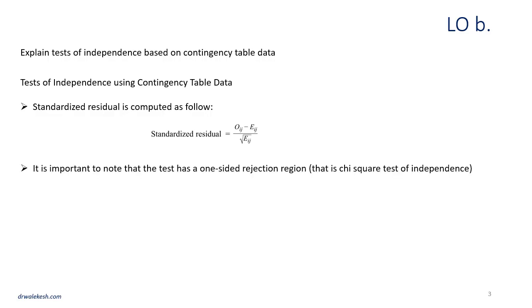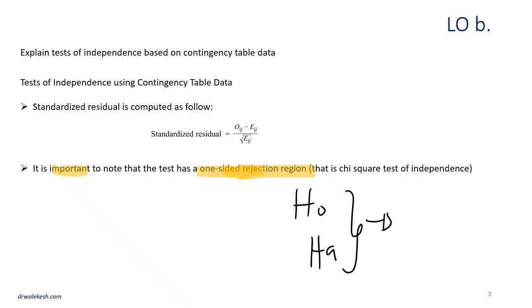It is also very important to note that as far as this chi-square is concerned, it is a one-sided rejection region. So regardless of whatsoever your null or your alternative is, you would always use a one-sided critical value.